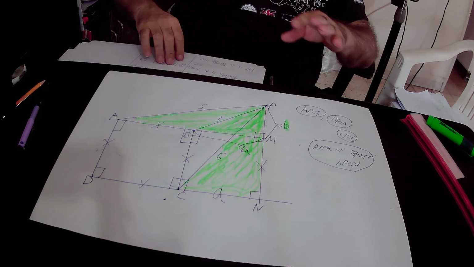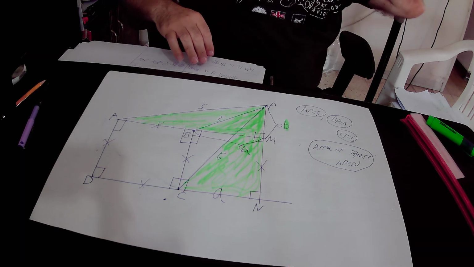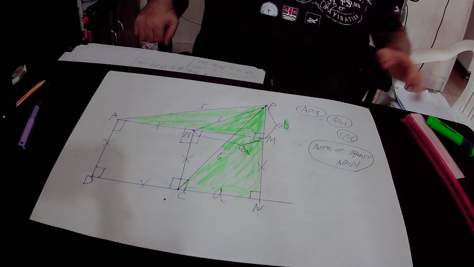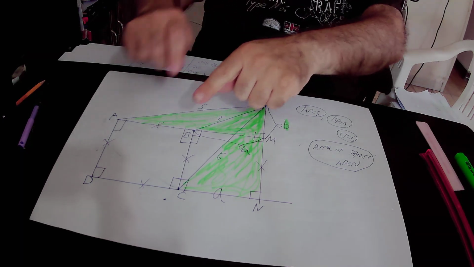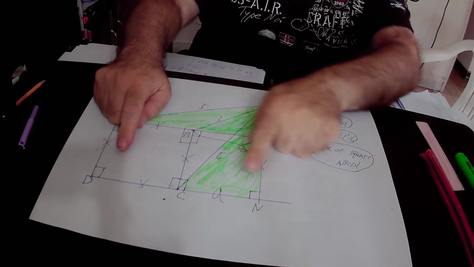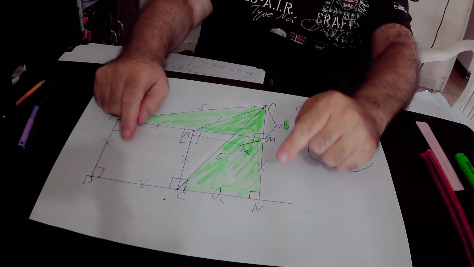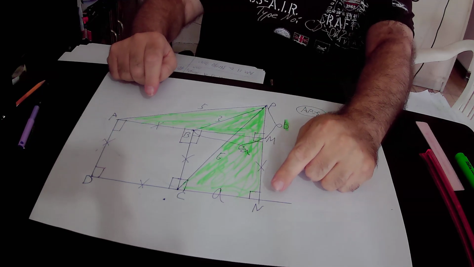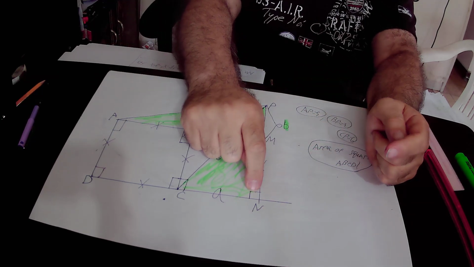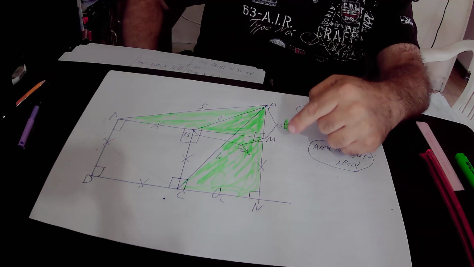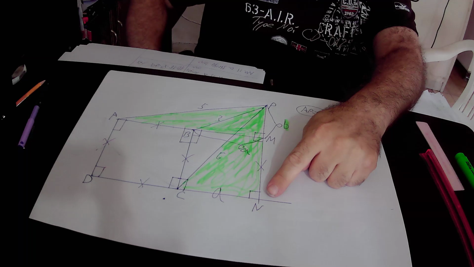So first of all, we did the construction. We extended side DC of the square by a straight line, and from point P we draw a perpendicular on the extended DC. So this angle equals 90 degrees according to our construction. We define the touching point of the perpendicular from point P on the extended DC as N.